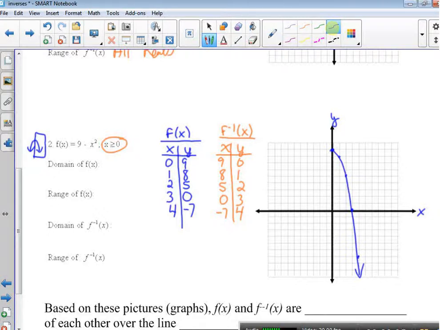So that's f of x. Label, very important to label. And then flip the points. So 9, 0, 8, 1, 5, 2, 0, 3, and negative 7, 4.